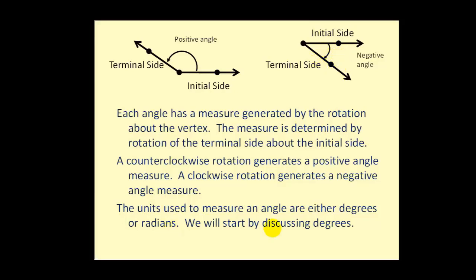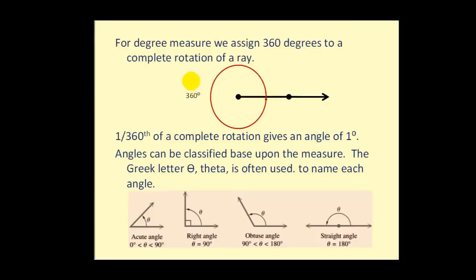The units used to measure an angle are either degrees or radians. We will start by discussing degrees. For degree measure, we assign 360 degrees to a complete rotation of the ray. You can think of this as the second ray going all the way around the circle. Therefore, 1/360th of a complete rotation gives an angle of 1 degree.